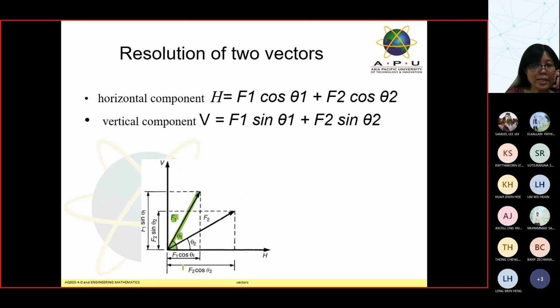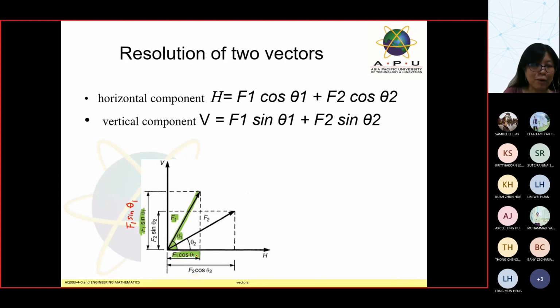So now, what is the horizontal component for F1? The horizontal component for F1 will be F1 cos theta 1. Then what is the vertical component for F1? That means it's F1 sine theta 1. This one may not be seen clearly, but it is actually F1 sine theta 1.